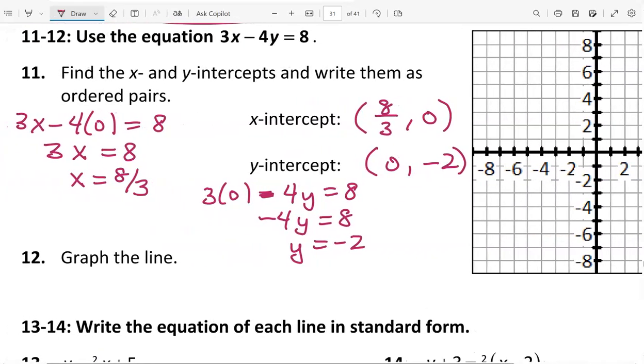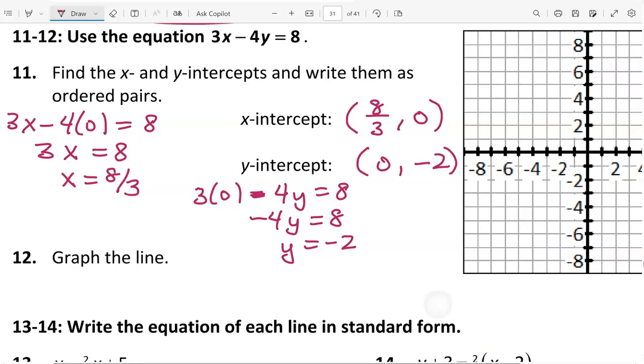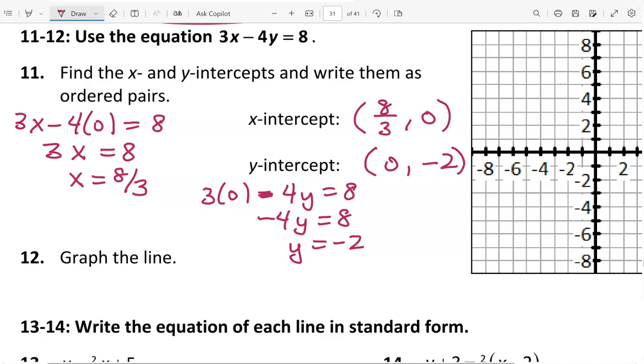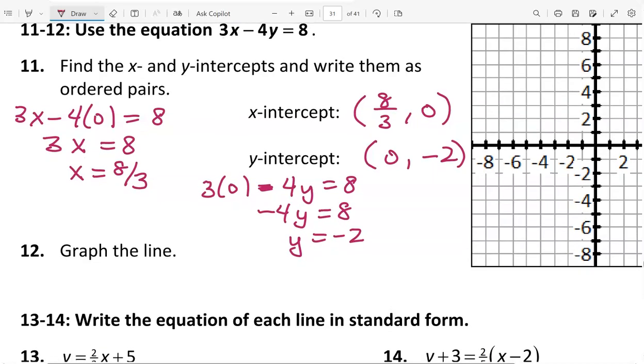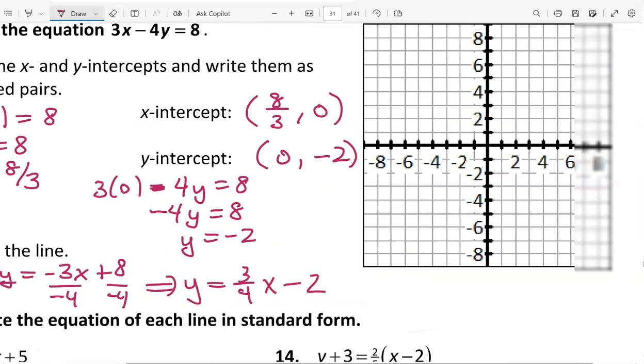Now in number 12, we're asked to graph the line. Since we have a fractional x-intercept, it might be easier for us to graph the line if we just write the line's equation in y equals mx plus b form. So -4y is equal to -3x plus 8. Divide all terms by -4, and we get y is equal to +3/4 x minus 2.